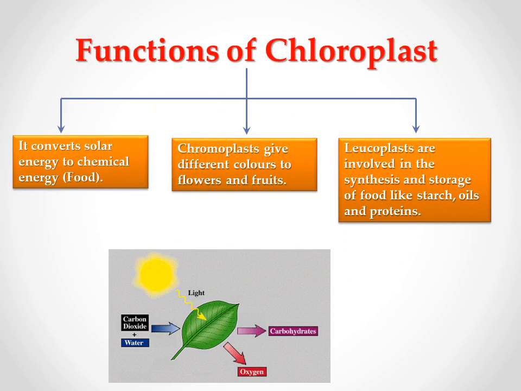Functions of chloroplast. Chloroplast converts solar energy to chemical energy during the process of photosynthesis to provide food to the plant. Chromoplast gives different colors to flowers and fruits. Leucoplasts are involved in the synthesis and storage of food like starch, oils and proteins. The organelles mitochondria and plastids can produce proteins as well as replicate themselves, as they have their own DNA and ribosomes.